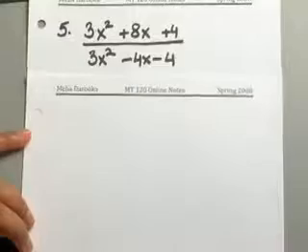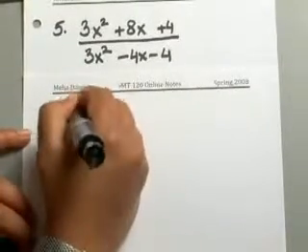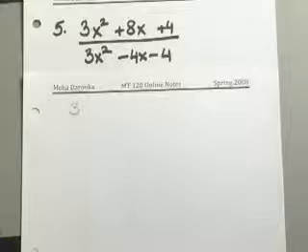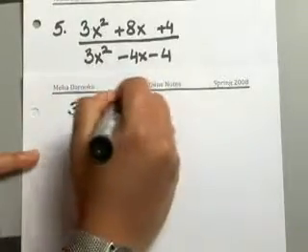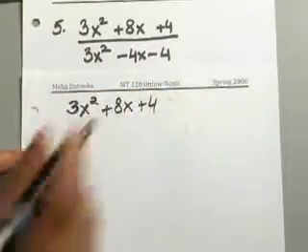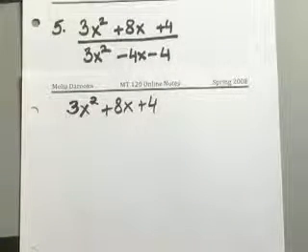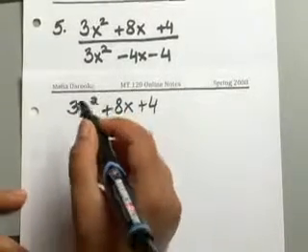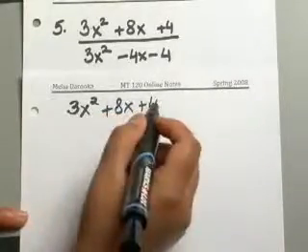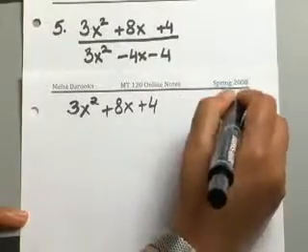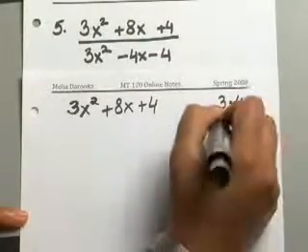So let's look at 3x squared plus 8x plus 4. Okay. Now when you're working with trinomials of this form, the idea is you first multiply your leading coefficient with the constant term. So you multiply the 3 into the 4, which gives us 12. Okay.